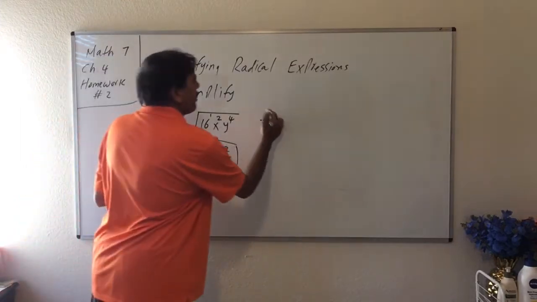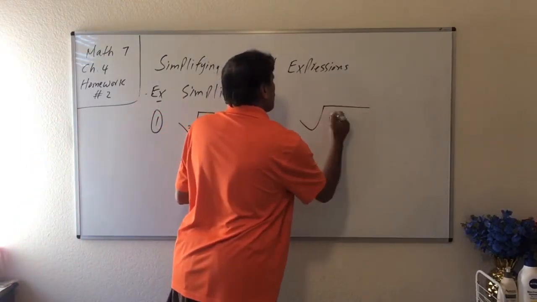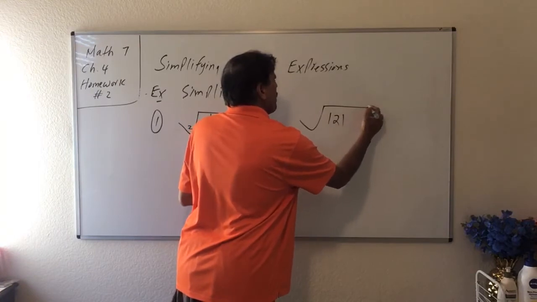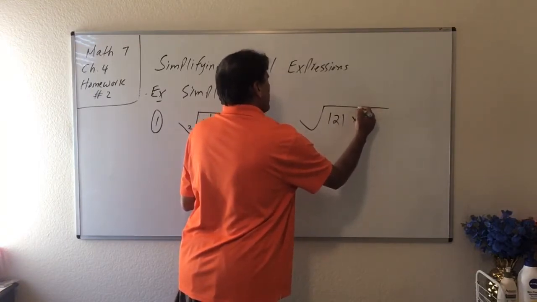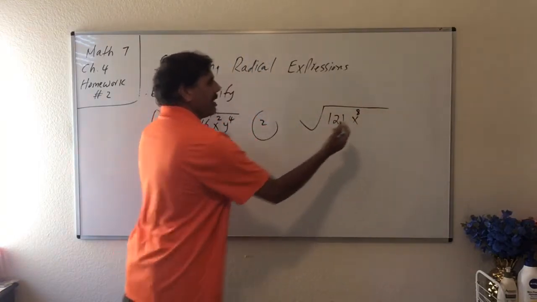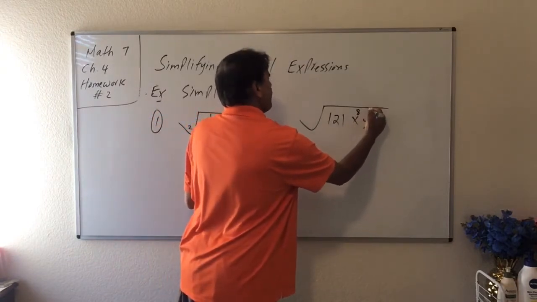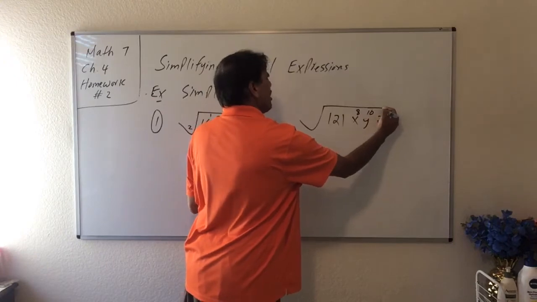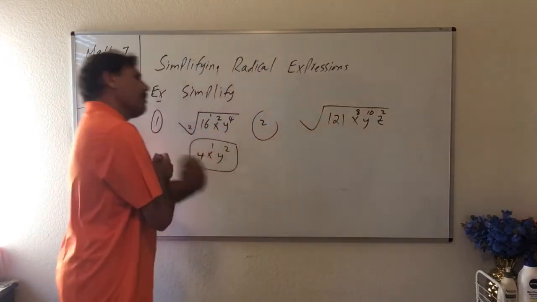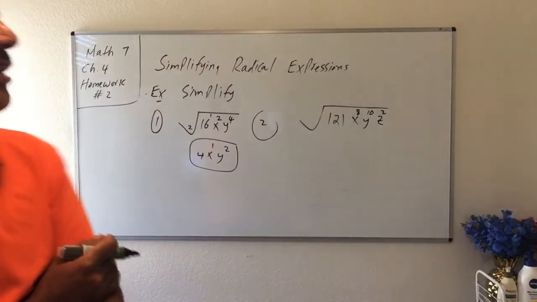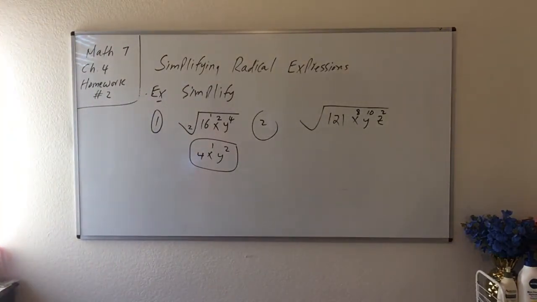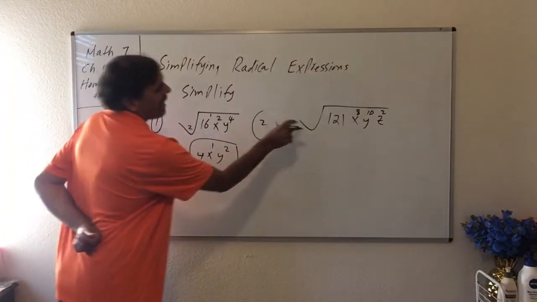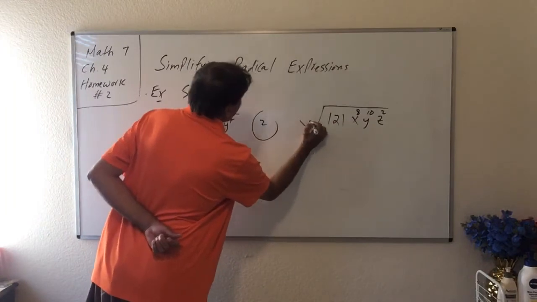So here is one more. For example, this. Let's say we have 121 x to the power 8. I'm going to give you even exponents today. Then y to the power 10, and we can put z squared, something like this. How do you read this one? Simplify the square root of 121 x to the power 8, y to the power 10, and z squared. It's always handy if you write the index here. The square root index is 2.